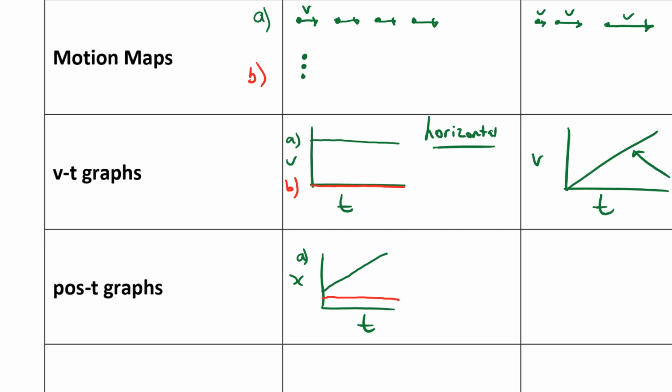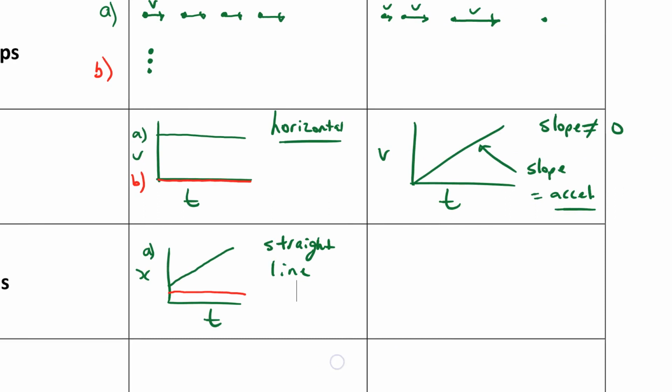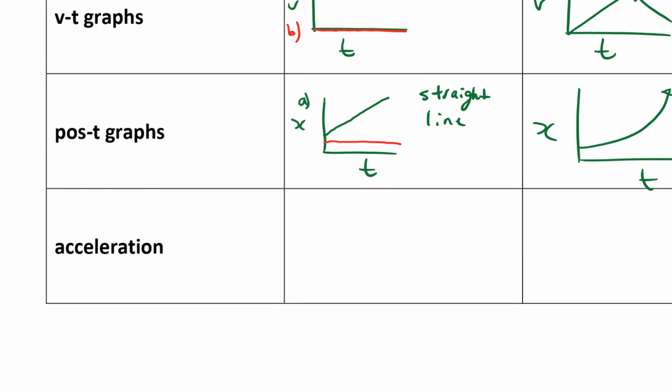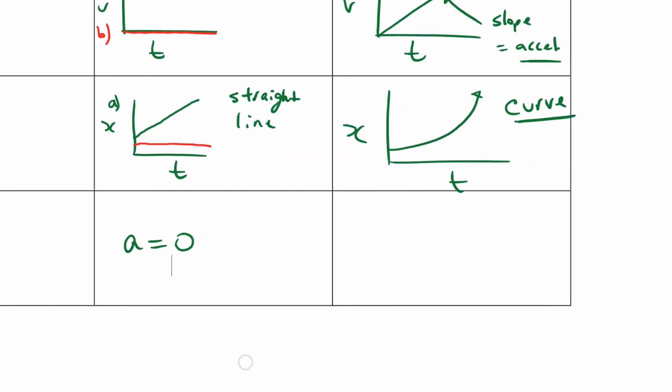So what can we say about those? If it's going at a constant velocity, it's going to be a straight line. If it has unbalanced forces, which means it's accelerating, then we're going to have a curve. Changing slope, changing velocity. What about acceleration? Here's the takeaway: if it's balanced, the acceleration is equal to 0. And if it's not balanced, the acceleration is not equal to 0.